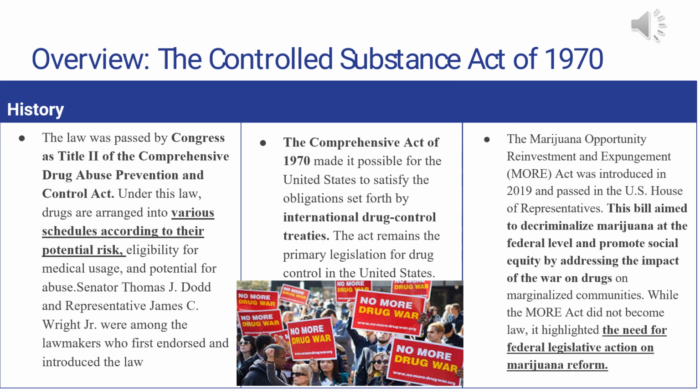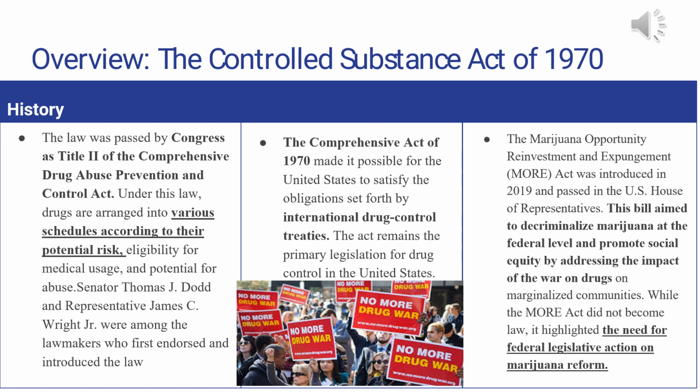Let's talk about the overview of the Controlled Substance Act of 1970. It was a federal law that existed for decades regarding the classification and regulations of drugs in the U.S. Even though the Controlled Substance Act is not a bill itself, it was passed as a law by Congress as Title II of the Comprehensive Drug Abuse Prevention and Control Act.